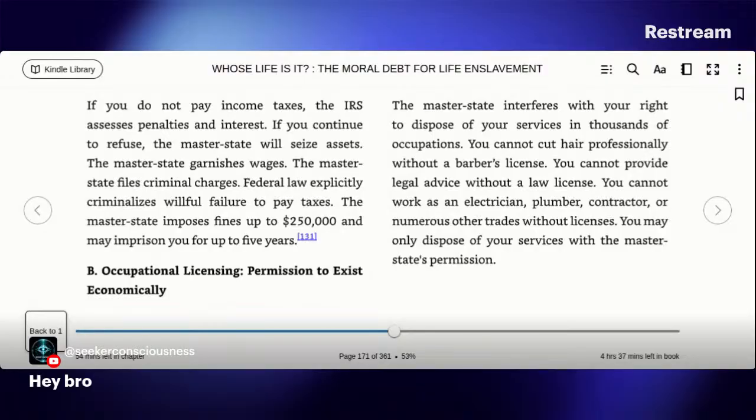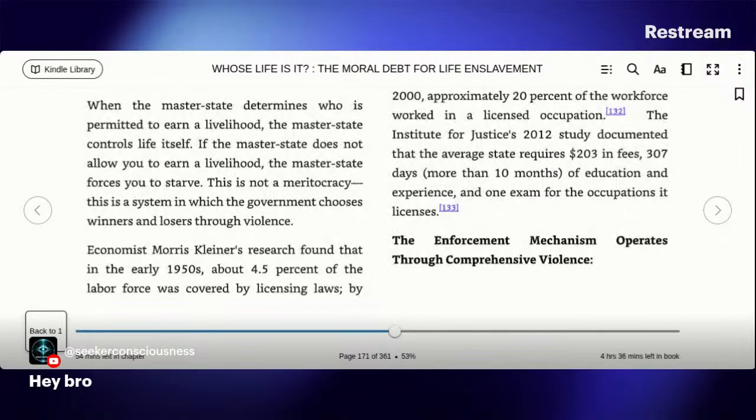The master state interferes with your right to dispose of your services in thousands of occupations. You cannot cut hair professionally without a barber's license. You cannot provide legal advice without a law license. You cannot work as an electrician, plumber, contractor, or numerous other trades without licenses. You may only dispose of your services with the master state's permission. When the master state determines who is permitted to earn a livelihood, the master state controls life itself. If the master state does not allow you to earn a livelihood, the master state forces you to starve.